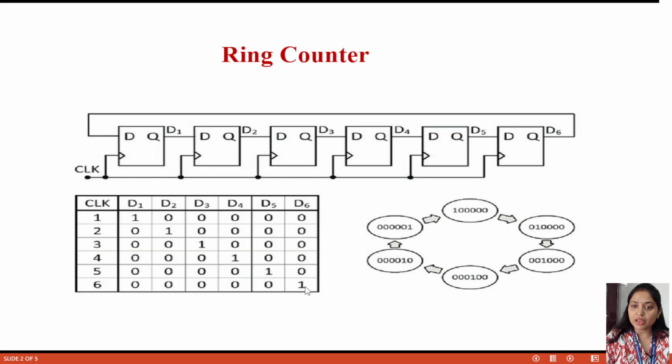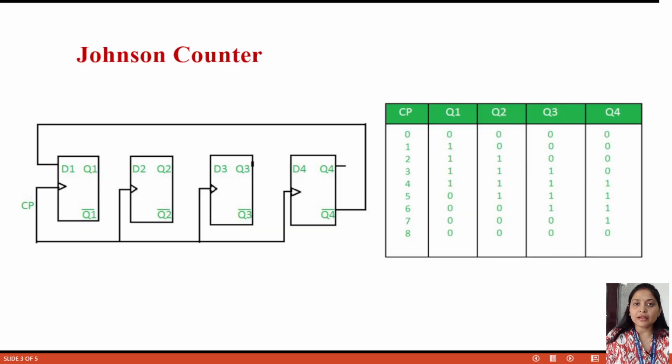In this way, the process continues until the 1 that was started comes to the D6 position. Again in the next clock pulse, this 1 will come to the D1 position. Due to the continuous clock pulse, the same process goes on. So this is a ring counter, and the Johnson counter is similar to the ring counter.